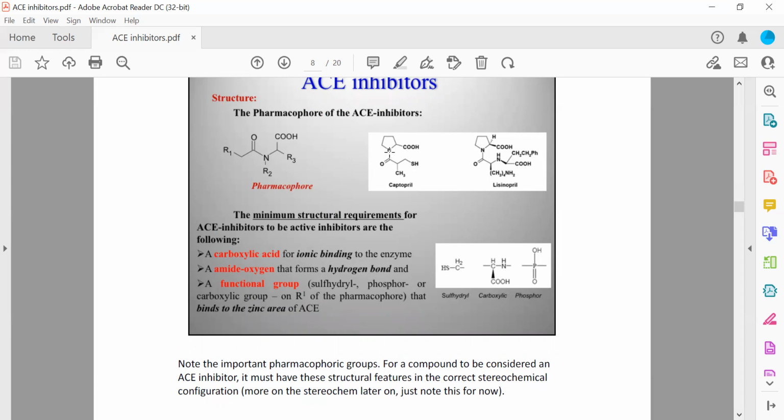So if we look at captopril, let's see if it fits the pharmacophore model. Yes, we see a carboxylic acid, we see the tertiary amine or the amide, the carbonyl oxygen, as well as a functional group, in this case sulfhydryl, that can form a binding interaction with the zinc binding site. Even with lisinopril, we see the carboxylic acid for ionic binding, we see the amide group over here, as well as a carboxylic acid functional group that could form binding interactions with the zinc binding area. So you can see that both captopril and lisinopril, as well as all of the other ACE inhibitors, abide by this pharmacophore model of the ACE inhibitors.